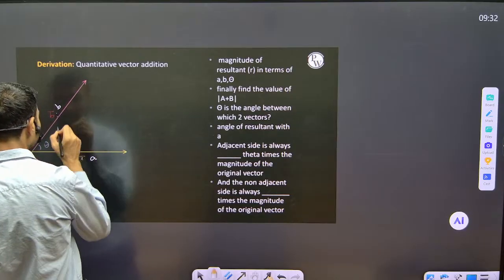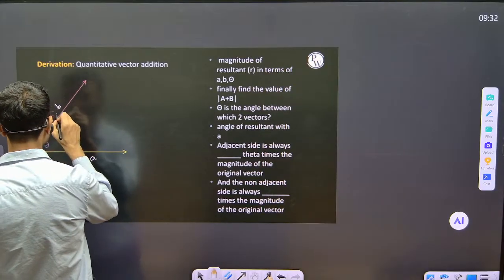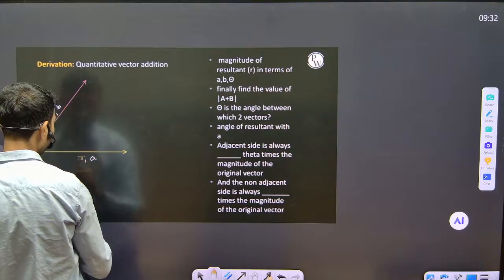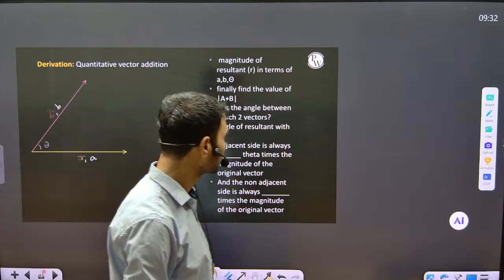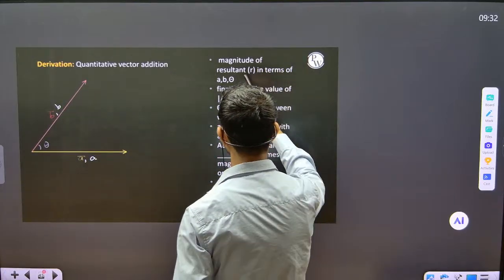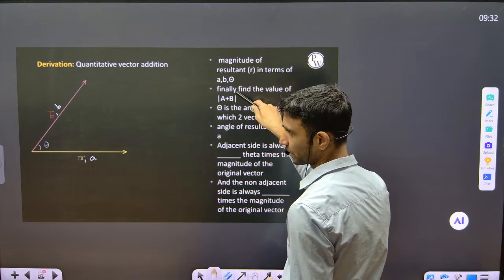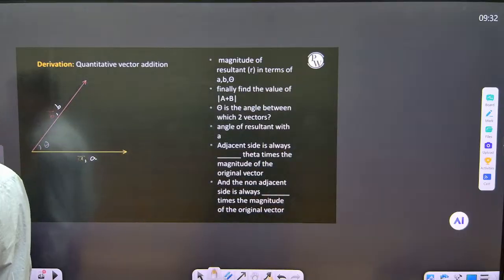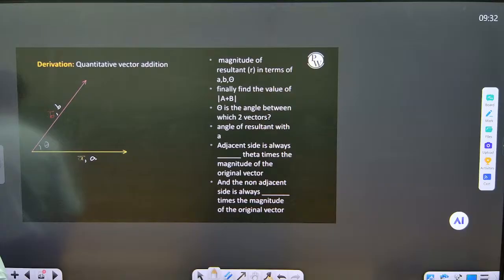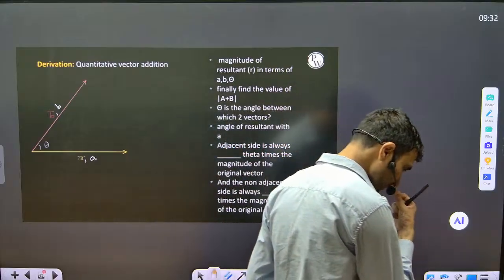So I have to find the resultant in this case. I have to find the resultant in terms of A and B and theta. So that is what we have to do. Find the magnitude of the resultant in terms of A, B, and theta. That is the objective of the problem, as you can see here. Right? That's what we have to accomplish. If we accomplish that, this topic is over. Right? There are a bunch of other things also, but that's the primary aspect of it.